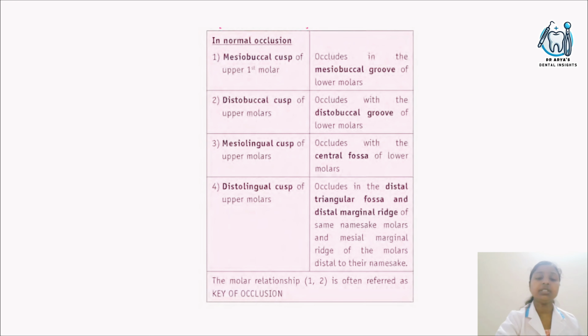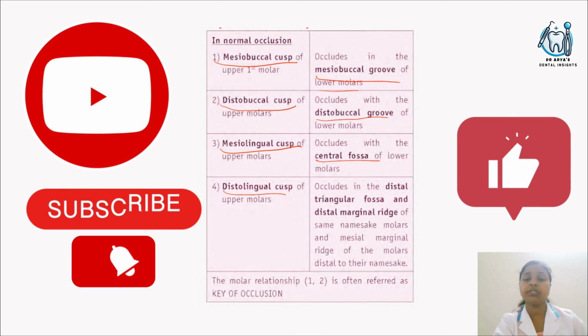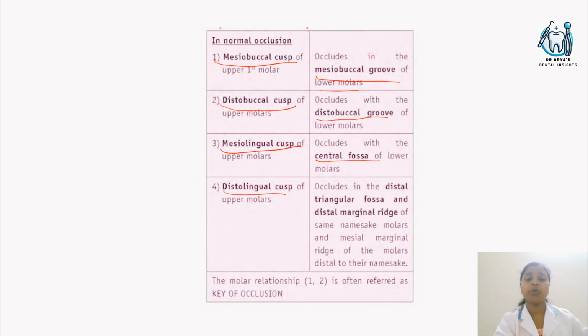In normal occlusion, the mesiobuccal cusp of the maxillary first molar occludes in the mesiobuccal groove of lower molars. Distobuccal cusp of upper molars occludes with the distobuccal groove of lower molars. Mesiolingual cusp of upper molars occludes with the central fossa of lower molars. And distolingual cusp of upper molars occludes in the distal triangular fossa and distal marginal ridge of the namesake molars and the mesial marginal ridge of the molars distal to the namesake. So molar relationship 1 and 2 is often referred to as the key of occlusion.